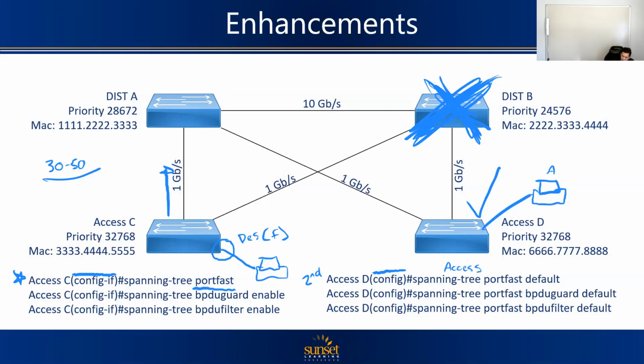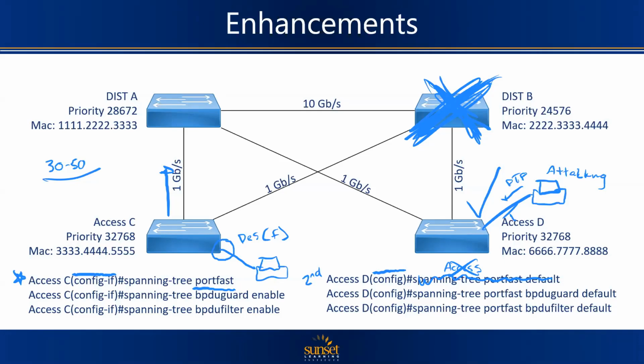So if this was an attacking PC and they wanted to attack your network, you know what they're going to do? Let's just say they send a DTP frame, a dynamic trunking protocol frame, and they say, hey, I want to trunk with you. If this happens and you did not turn off DTP, this would then turn into a trunk. If that turns into a trunk, you kiss this command goodbye, because now that this is a trunk, it is no longer an access port. If it's no longer an access port, it's not going to be in PortFast mode anymore. So these can be dynamically negotiated to have a trunk configured, and then it would get rid of your PortFast command.